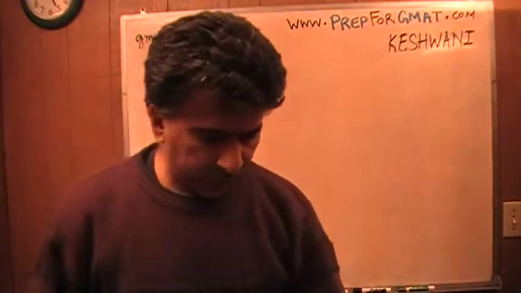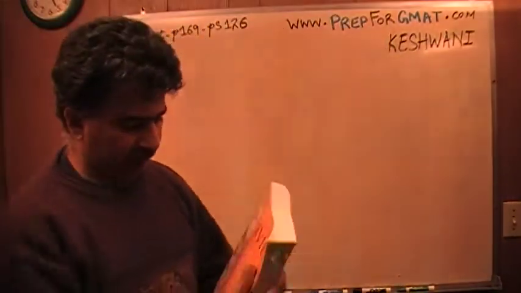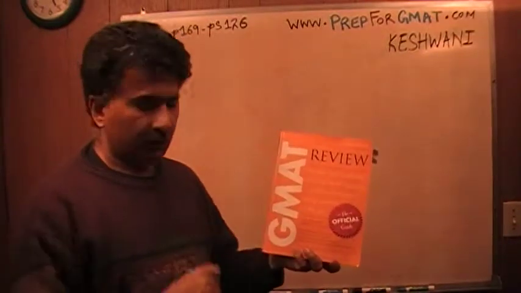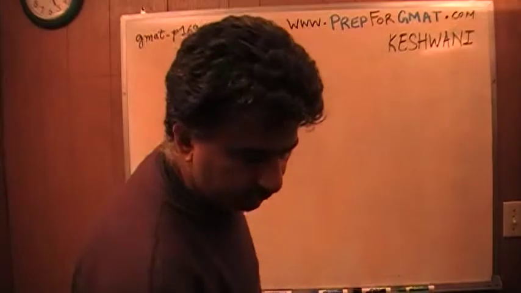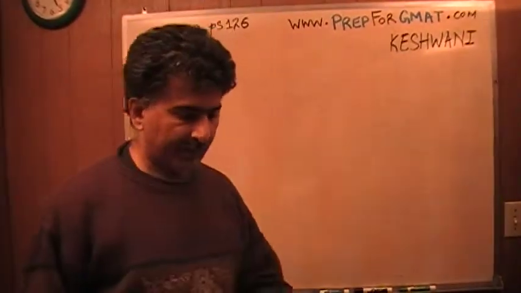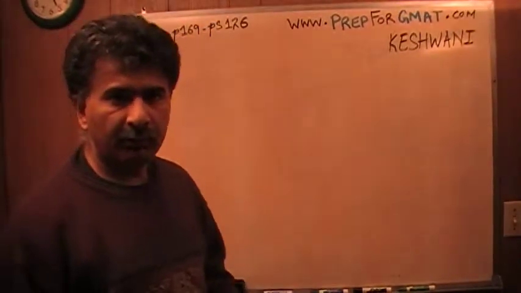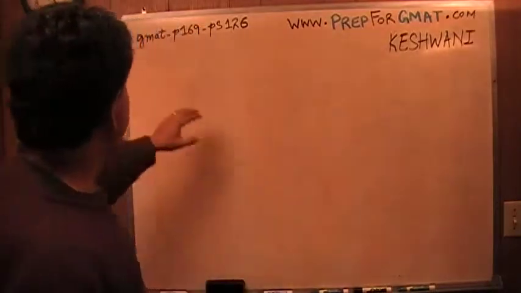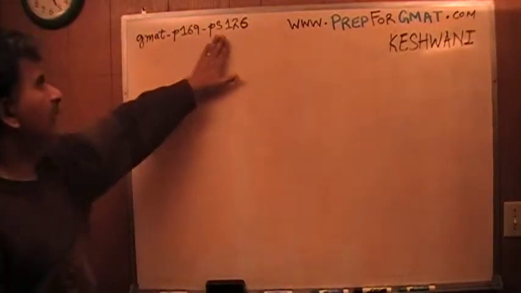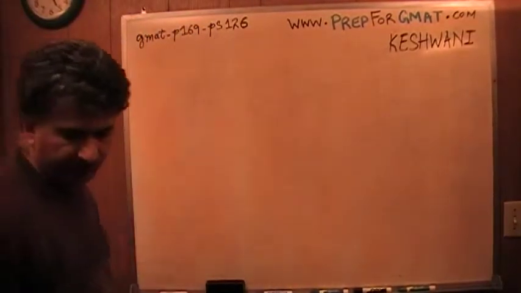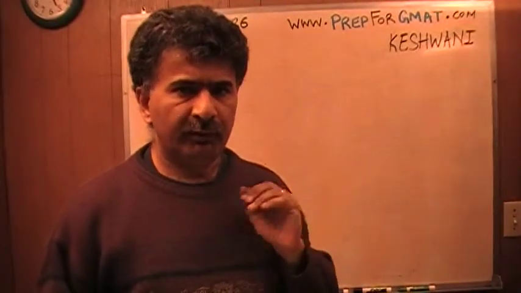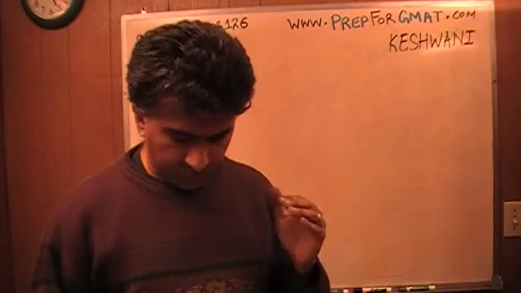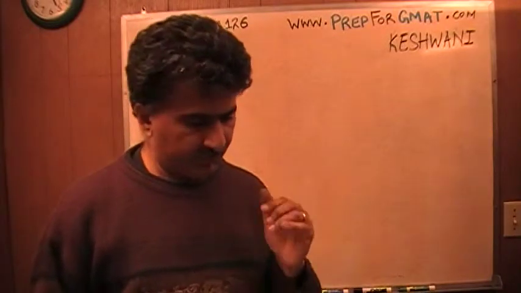I have been solving math problems for GMAT out of this book here, the GMAT Review, the official guide. If you do not have this book, buy one immediately. You will find it at mba.com. The problem that I'm about to solve is the one that you will find on page number 169, problem solving number 126. Let's take a look at it. You have to have the book in front of you, otherwise you will not follow my work. You open the book, turn to page number 169 and read the problem with me.